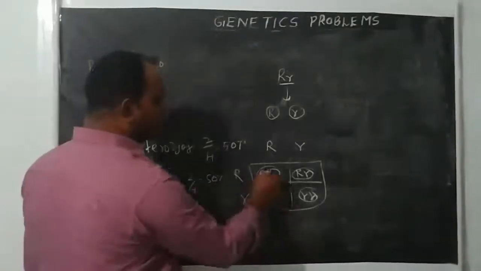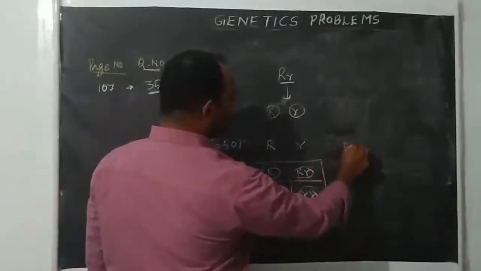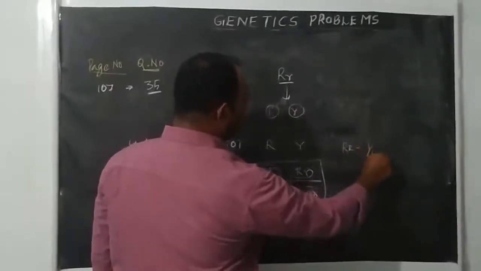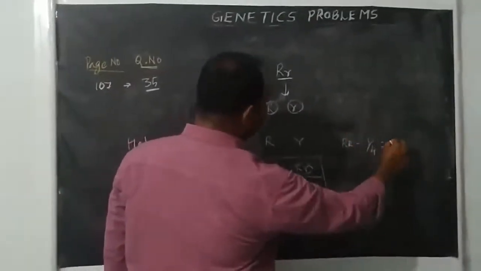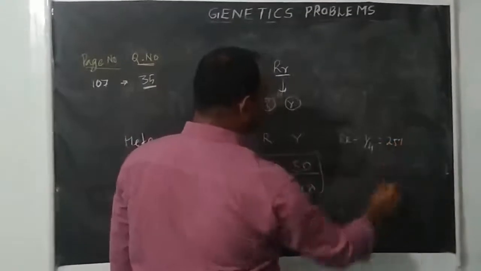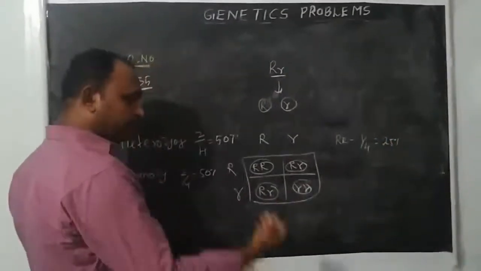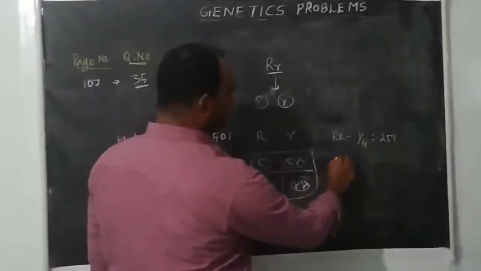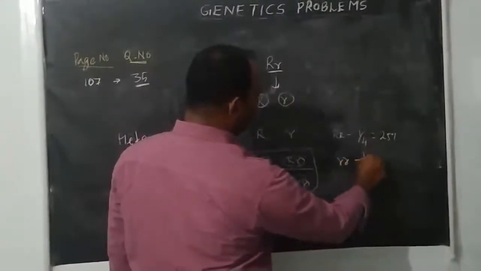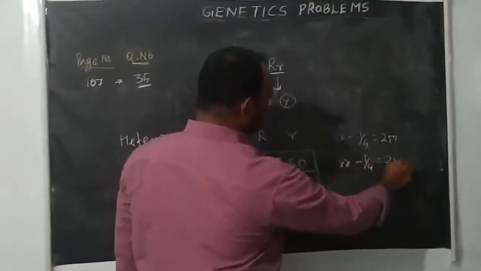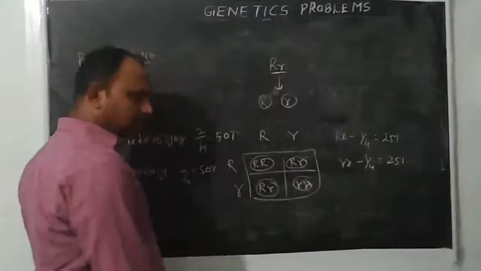Now you see out of 4, how many caps are there? Only 1 is there. So homozygous dominant is only 25%. If they are asking homozygous recessive, then out of 4, 1 is homozygous recessive. This is 25%. Right?